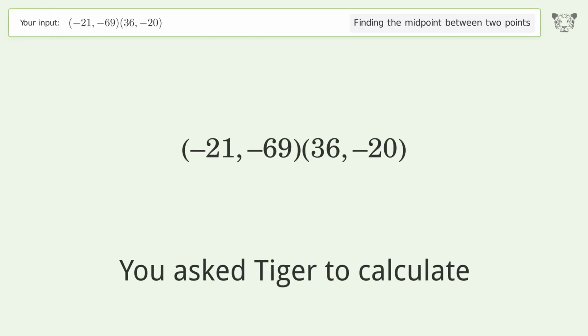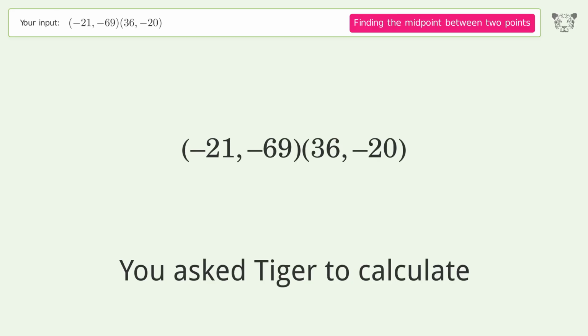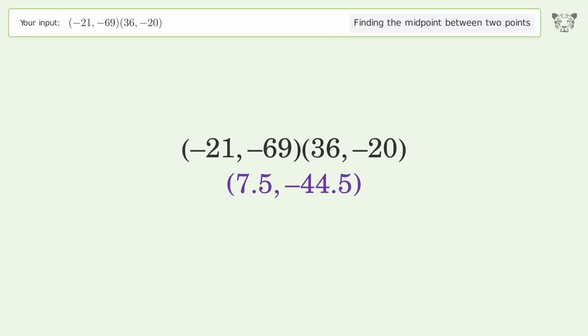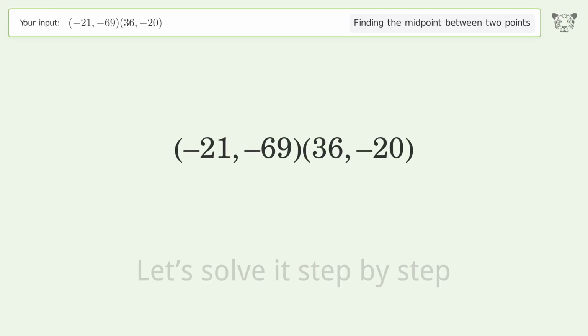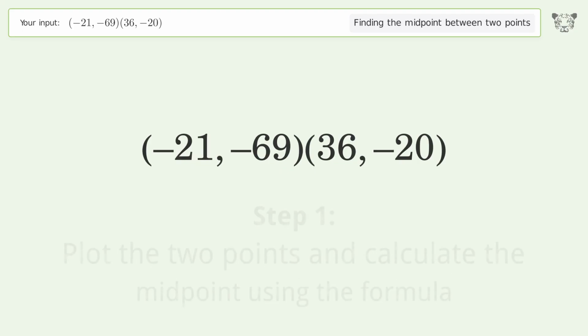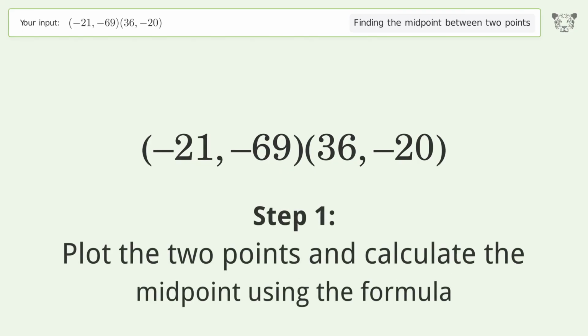You ask Tiger to calculate. This deals with finding the midpoint between 2 points. The midpoint between the 2 points is 7.5, negative 44.5. Let's solve it step by step. Plot the 2 points and calculate the midpoint using the formula.